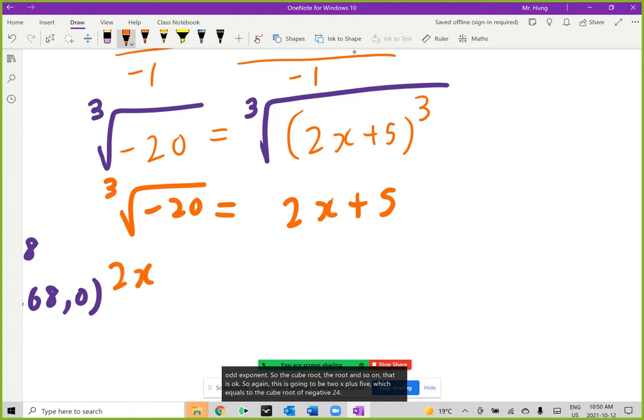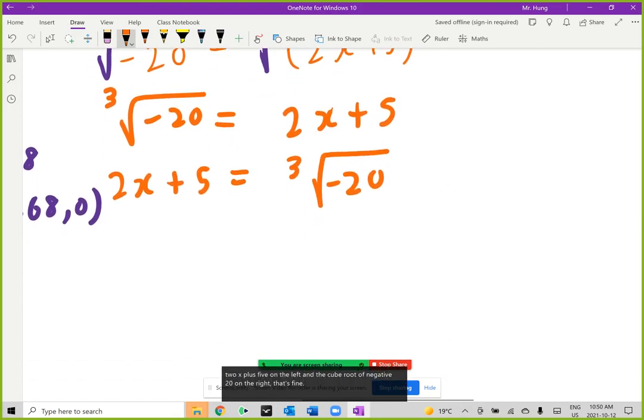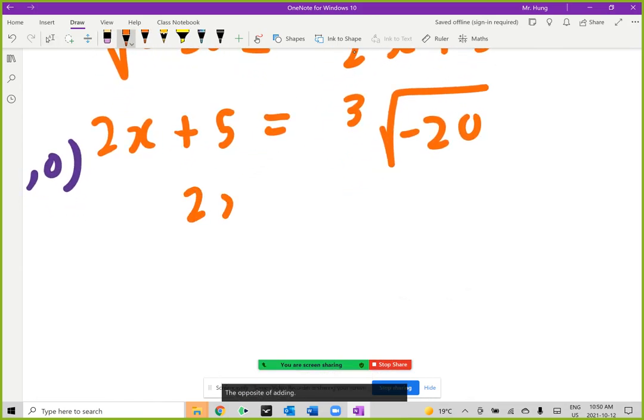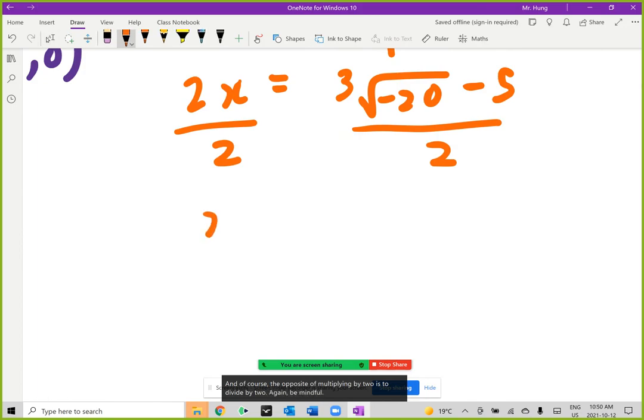For some students, if you want to switch this in terms of 2x plus 5 on the left and the cube root of negative 20 on the right, that's fine. The opposite of adding 5 is to subtract 5. And of course, the opposite of multiplying by 2 is to divide by 2. Again, be mindful, you're rounding it to 2 decimals. So I grab the calculator. I hope you're doing this as well. Negative 20 to the power of 1 over 3. That's how I'm going to use my calculator to work that out. Minus 5. Divide this by 2.